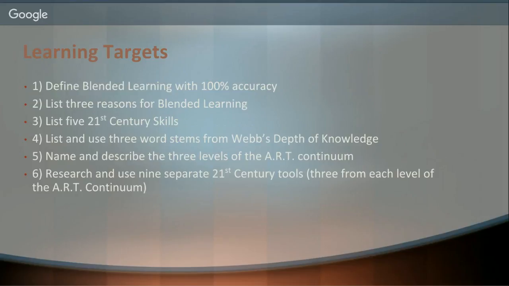And what does that look like? So our learning targets are this. I would like you to define blended learning with 100% accuracy when this is said and done. List 3 reasons for having blended learning in your classroom. List 5 21st century skills as well, something that we're starting right now with this back channel. List and use 3 word stems from Webb's depth of knowledge. Name and describe the 3 levels of the ART continuum. And research and use 9 separate 21st century tools, 3 from each level of the ART continuum.